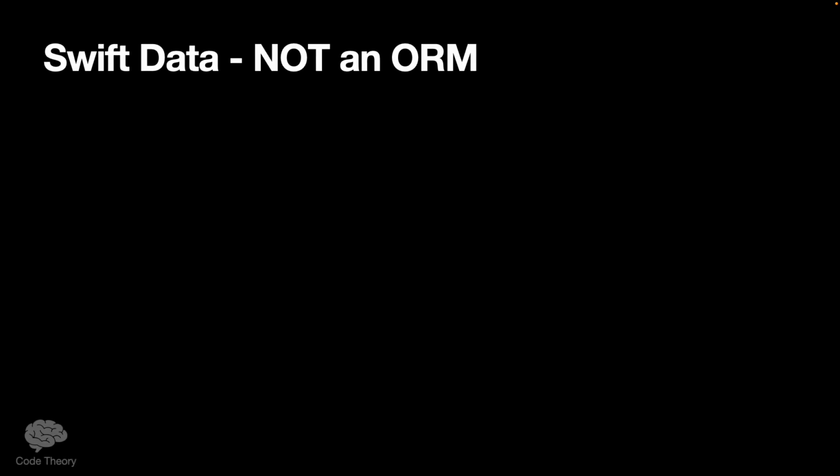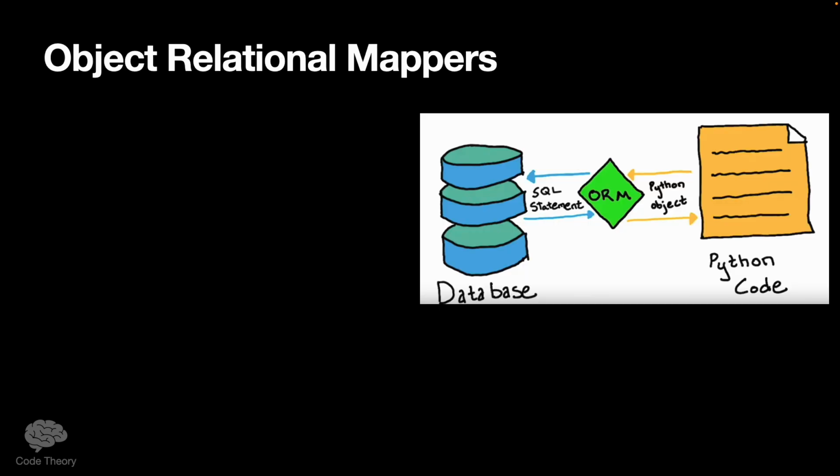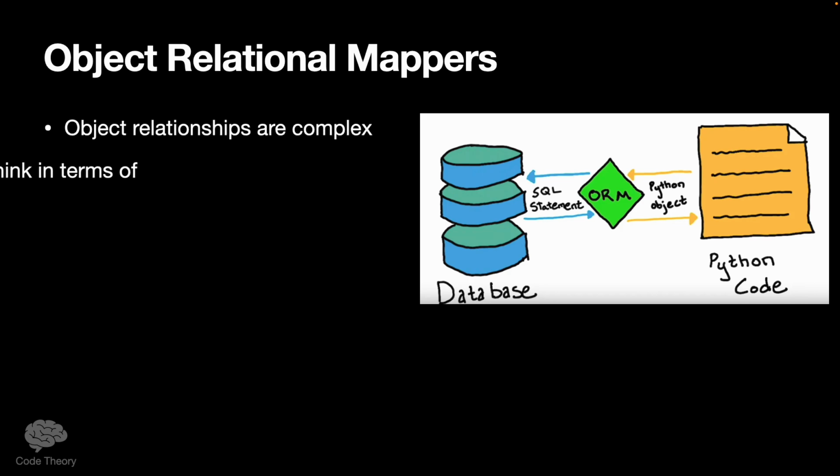Swift data is not an ORM. Apple will be very quick to say that Swift data is not an ORM. It does not do the exact same things ORMs do. The reason Swift data is not an ORM is because ORMs automatically generate your model data for you from a schema. They assume that you have a schema and a database already set up, and they generate code from that information, okay?